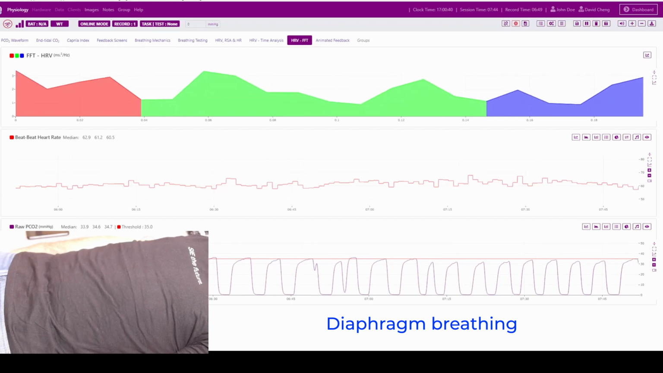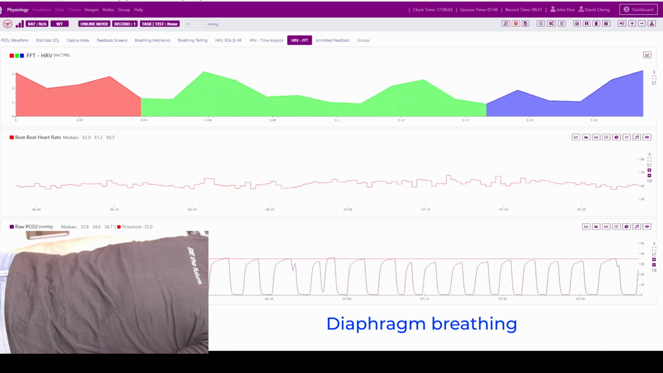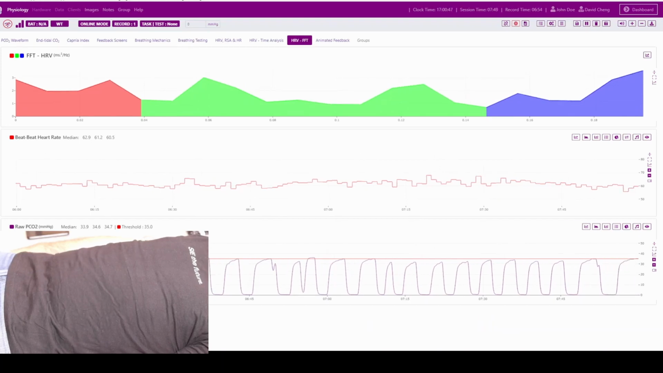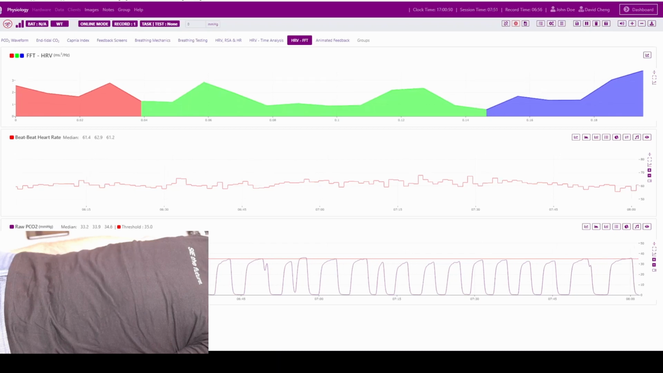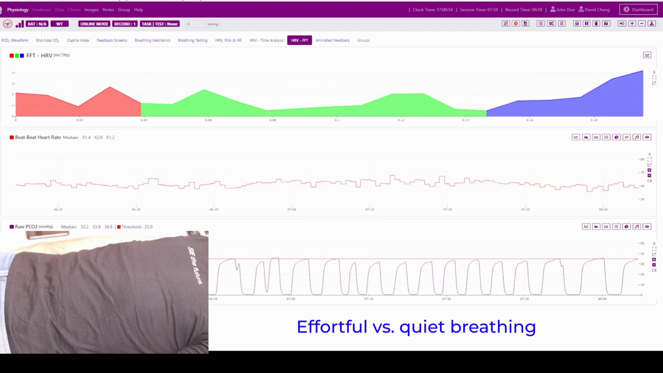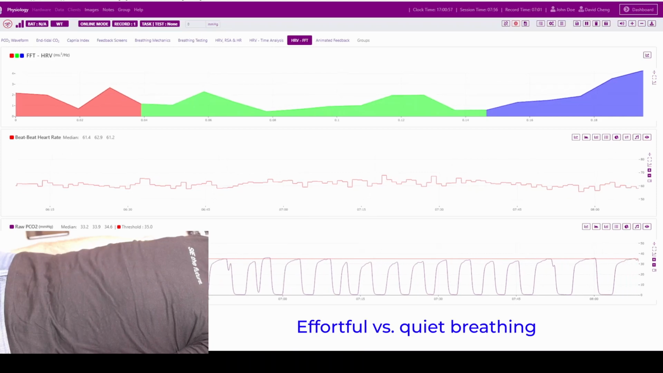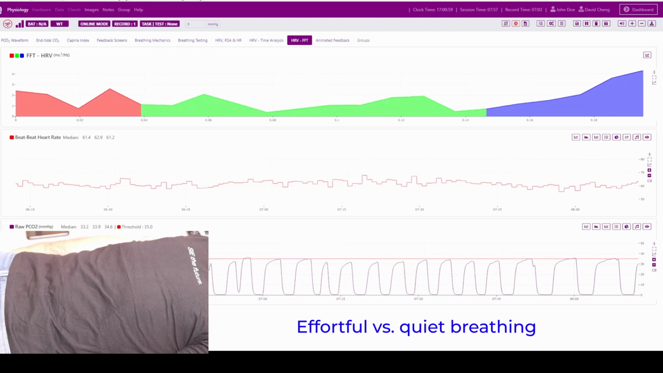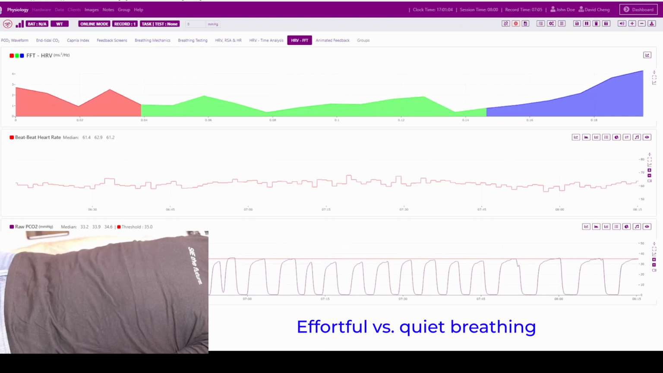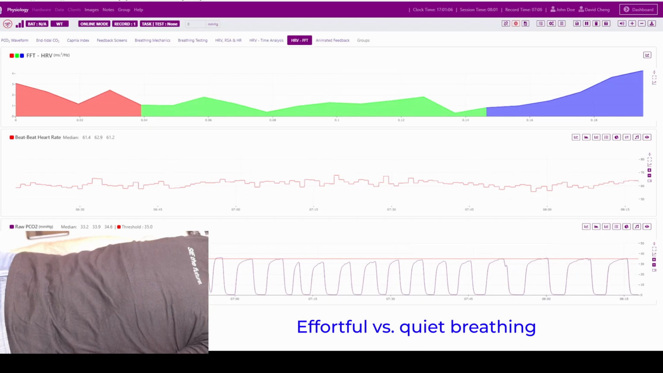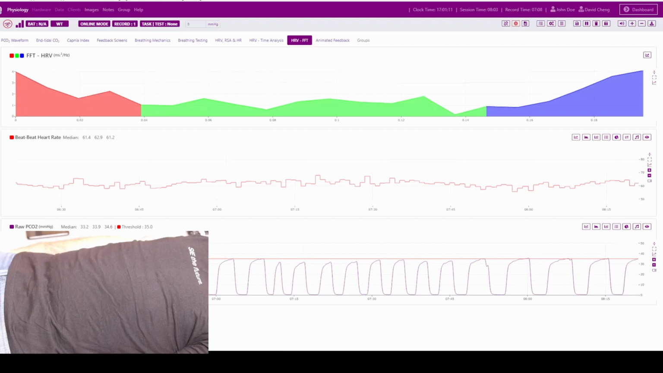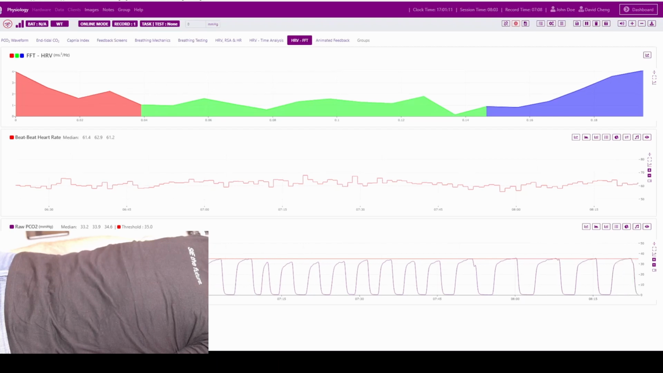Perfect. You can see as soon as we go to diaphragm breathing, he's been able to again maintain his CO2 level. So that is very critical. Now, one more thing I wanted to do, we're going to look at what happens when you do effortful breathing versus quiet breathing. It's also important. Right now, John is in diaphragm, doing quiet breathing. In a second, I'm going to ask him to do some effortful breathing.